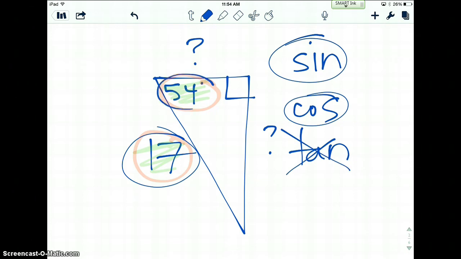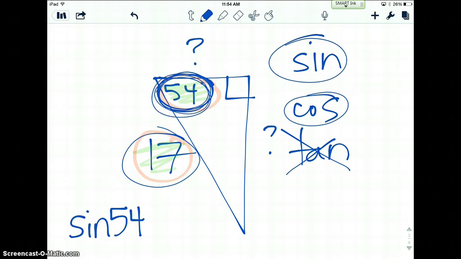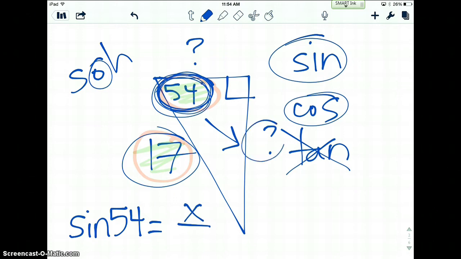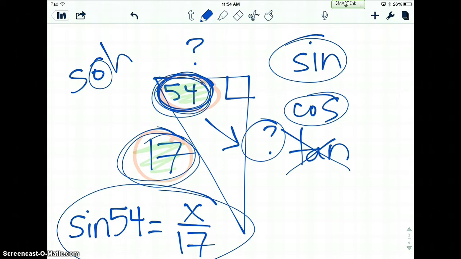Well, I'm given the 54 degrees to reference. So if I say sine, I'm going to go sine of 54 degrees, because that's the angle that I'm referencing, that's what I'm looking at, equals the ratio of, and sine is SOH, opposite. So my opposite side is not given. So I'm going to put x, so we can solve for this side, over the hypotenuse of 17. And now I have an equation that I can solve, because I have one unknown.